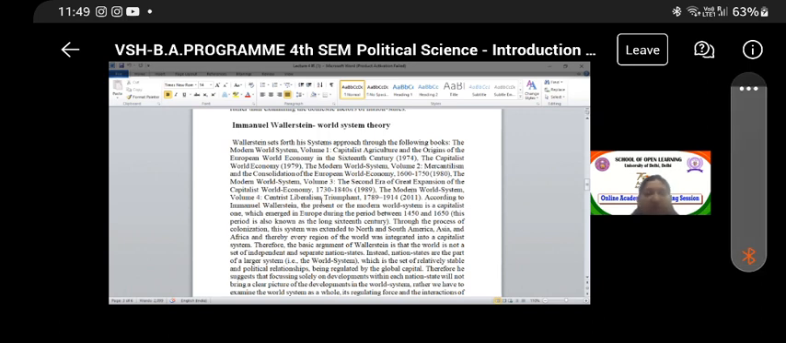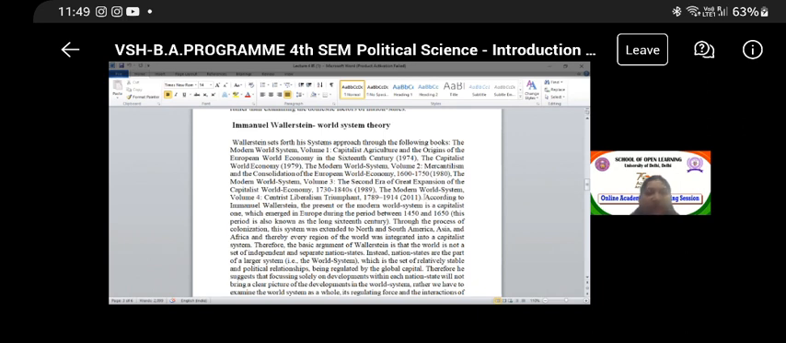Just for reference, how he has presented his approach and where he has presented. The Modern World System, volume 1, Capitalist Agriculture and the Origins of the European World Economy in the 16th Century; The Modern World System, volume 2, Mercantilism and the Consolidation of the European World Economy. These are the many books he has written, and he studied political economy extensively. Okay, right. So according to Immanuel Wallerstein, the present or the modern world system is a capitalist one.